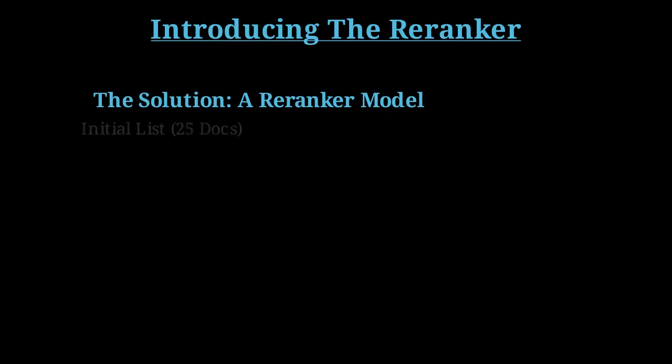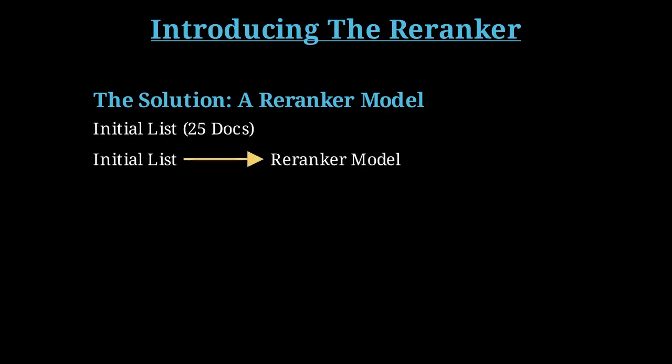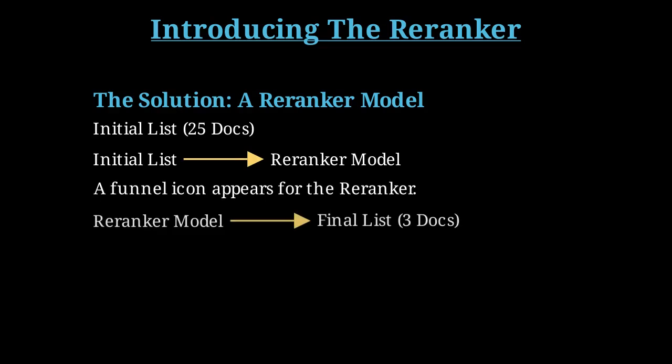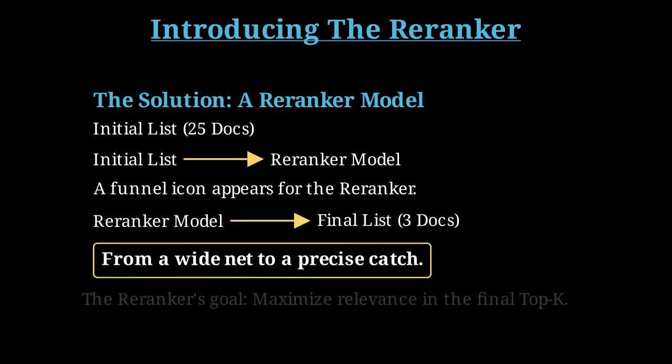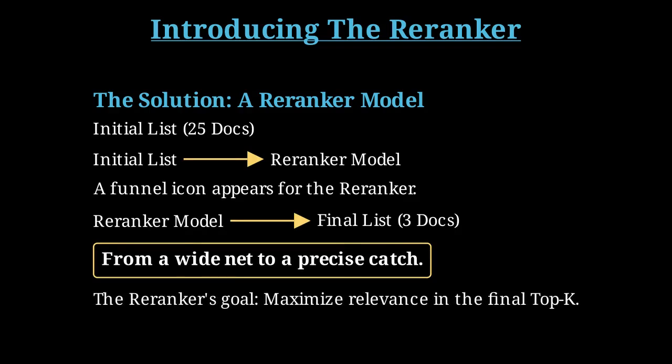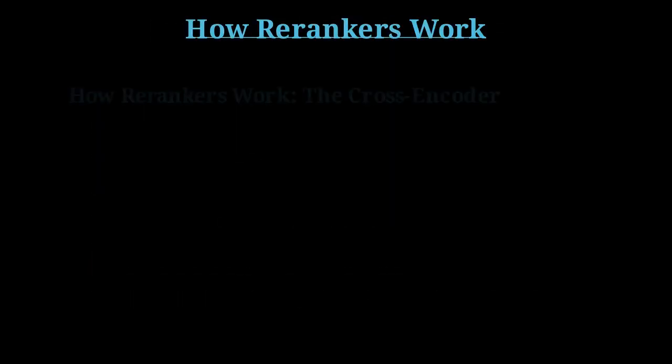A Reranker is a specialized, smaller model that takes the initial, broad list of documents from the retriever and resorts them based on a much more precise calculation of relevance to the original query. Its only job is to take a list of, say, 25 documents and give us the absolute best 3 or 5. It acts as a quality filter, ensuring the final context passed to the LLM is as potent and relevant as possible. So how does it work?